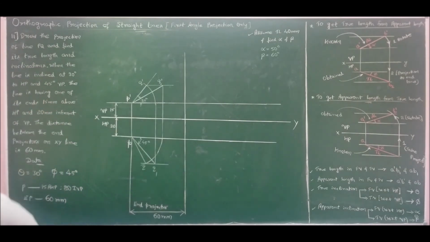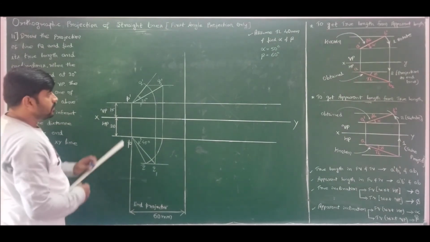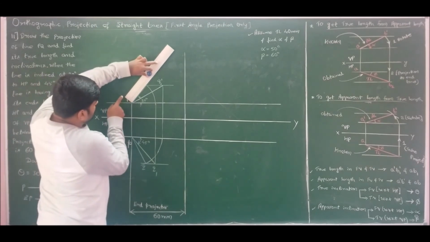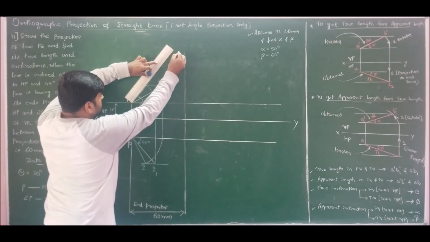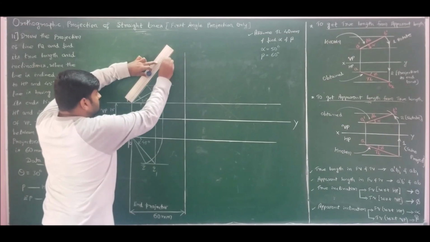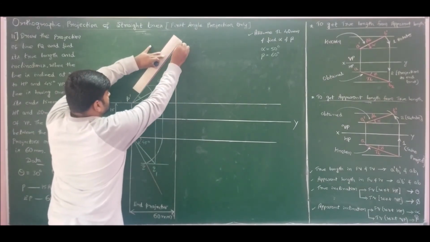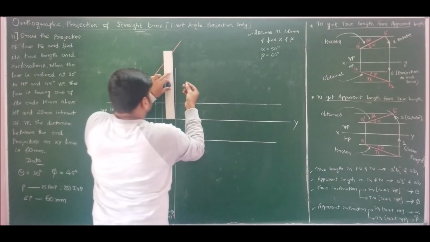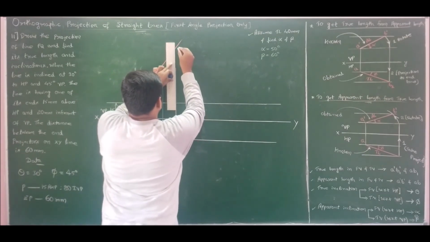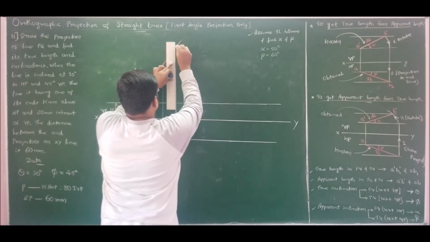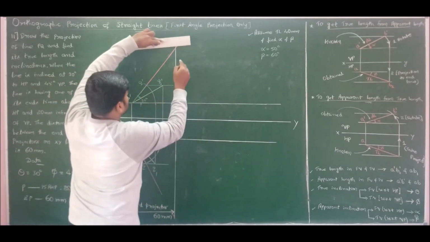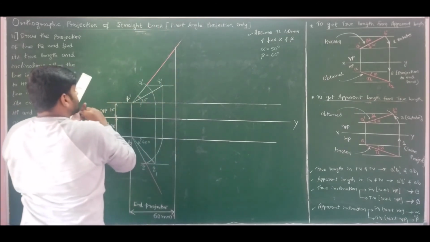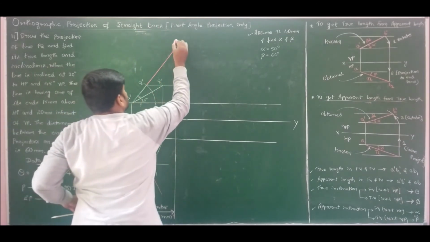So now, in order to complete the problem, we have already calculated the value of alpha. Just extend the line to intersect the true end projector. Now extend this end projector also, so thereby you will get the locus. So fix the locus. So now we got the actual q dash.